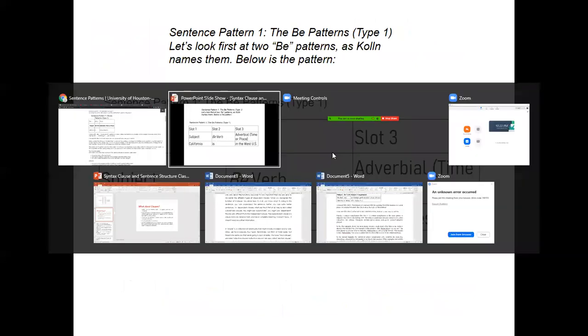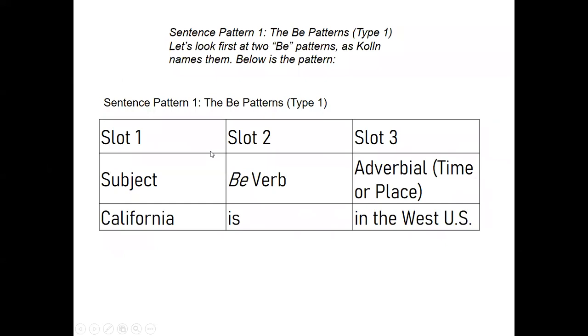We got this part one, the sentence part one. This is the B pattern. This is B pattern type one. Let's look first at two B patterns as Colin names them. Below is the pattern, sentence pattern one, the pattern type one.